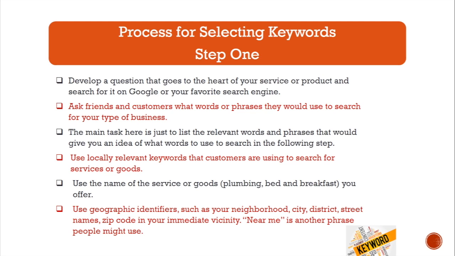Use locally relevant keywords that customers are using to search for services or goods. Use the name of the service or goods you offer, like plumbing, bed and breakfast. Use geographic identifiers such as your neighborhood, city, district, street names, zip code in your immediate vicinity. Near me is another phrase people might use.